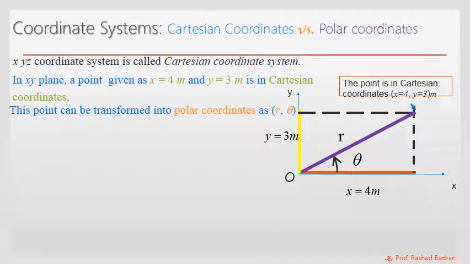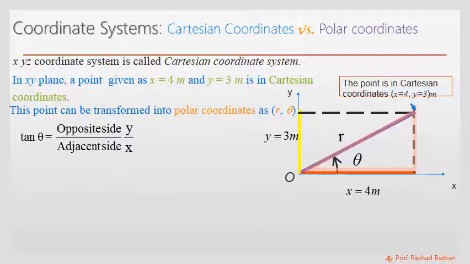To find the angle, we need to use the trigonometric relation tan theta, which is equal to opposite side y to the adjacent side x. Substituting the values of x and y and having the tan inverse, the angle theta can be obtained directly as 37 degrees.